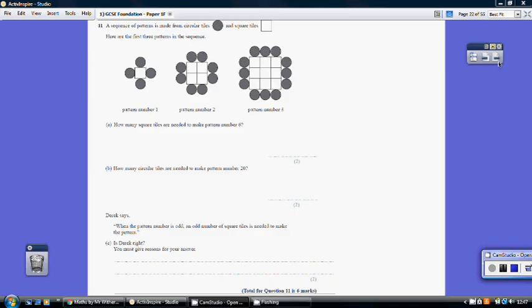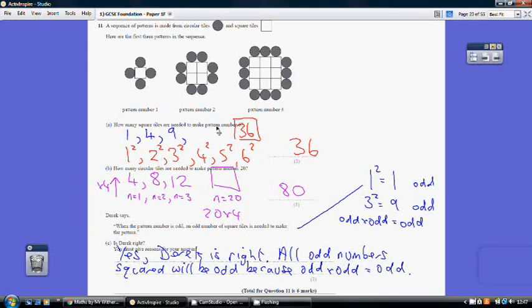Question 11. So, how many tiles are needed to make pattern number 6? Well, pattern number 1 has got 1 square. Pattern number 2 has got 4 squares. Pattern number 3 has got 9 squares.